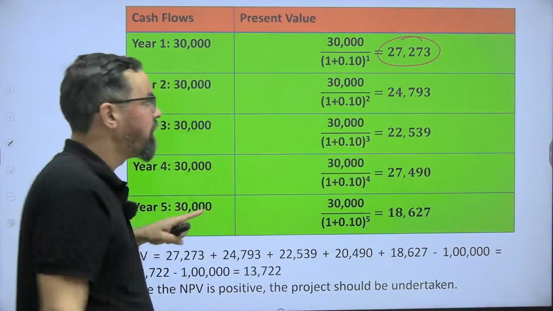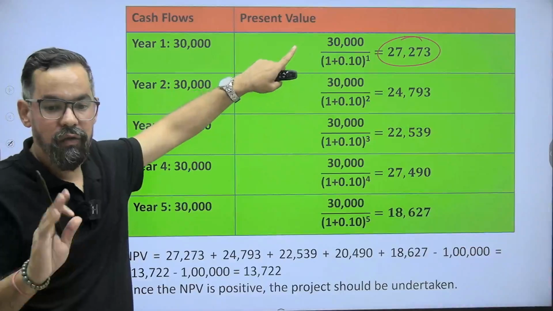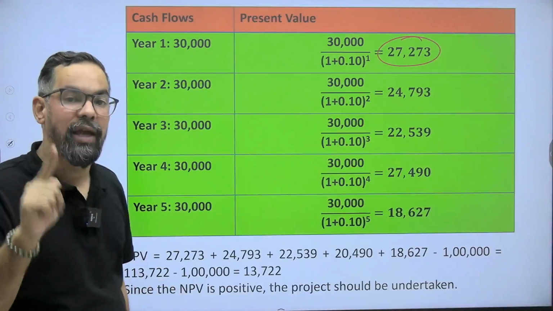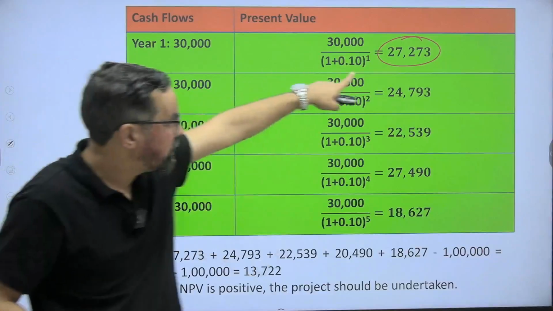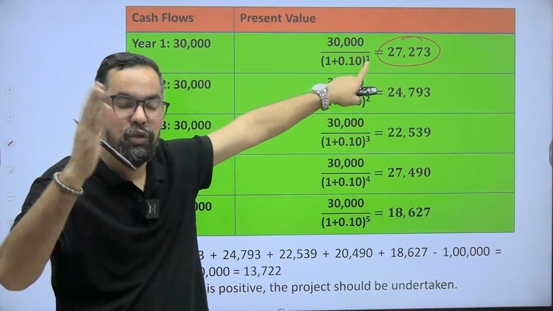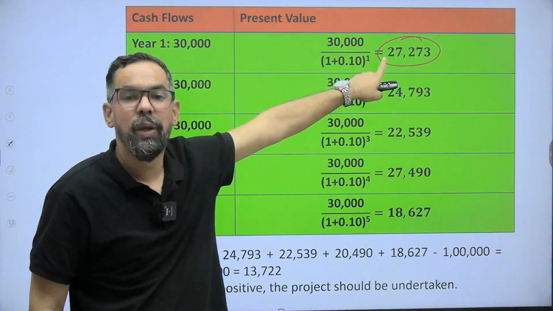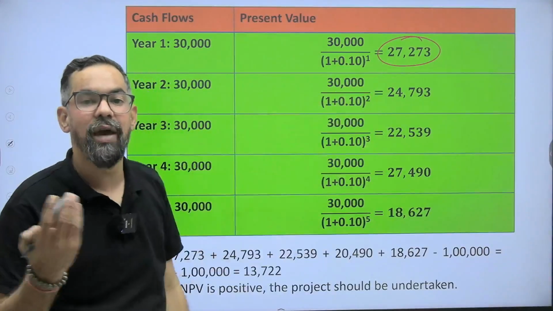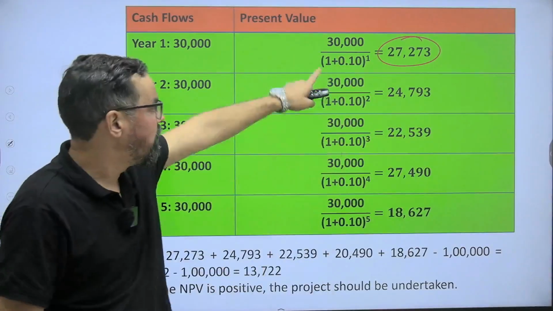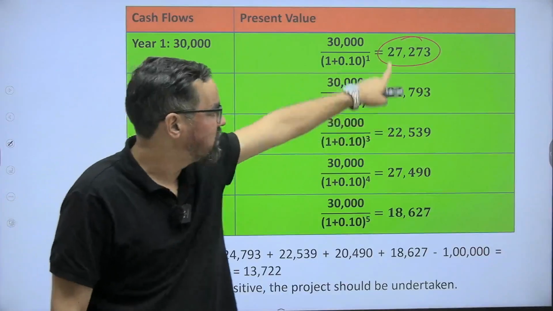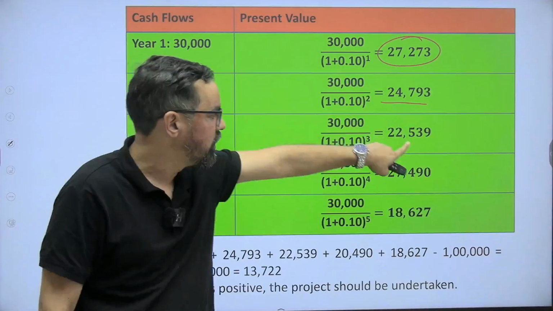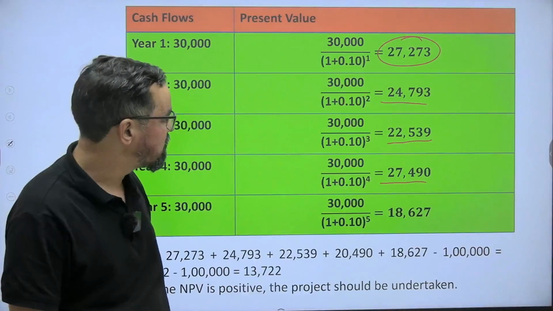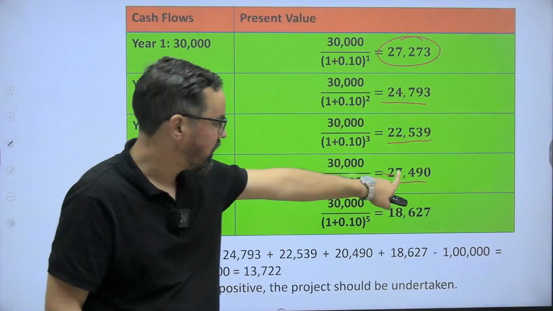27,243. Okay, see, the future value of that 30,000 which you are getting at the end of the first year, and the present value of that future cash inflow is how much? 27,273 rupees, because we have discounted that particular one with 10%. Second year it is coming below that, 24,000, then 22,000, then 27,000? No, it should be wrong. This is wrong.